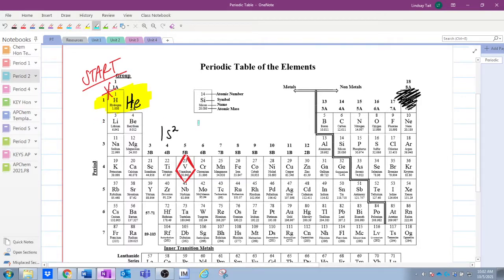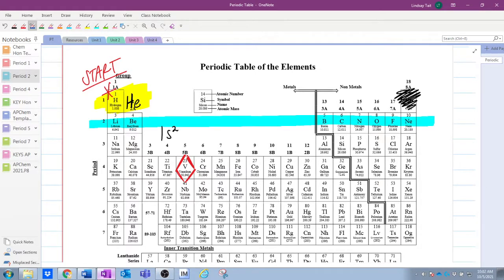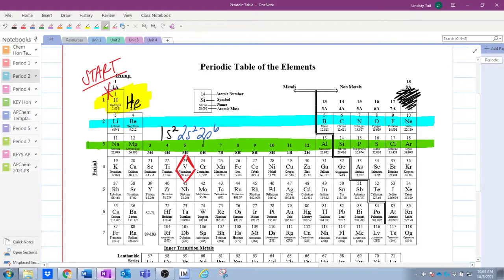All right, let's kind of put this together. Guys, this is my second row, and I know it's filled. So what can I write for the second row? 2s2 and 2p6. A filled second row is always 2s2, 2p6. All right, even though we haven't done it yet, the third row, if it's filled, is going to look very similar to the second row. Because if the third row is filled, I'm going to write 3s2 and 3p6. This is your 3p6.